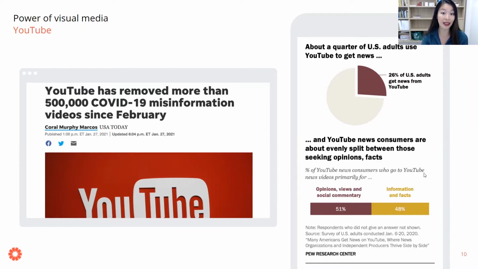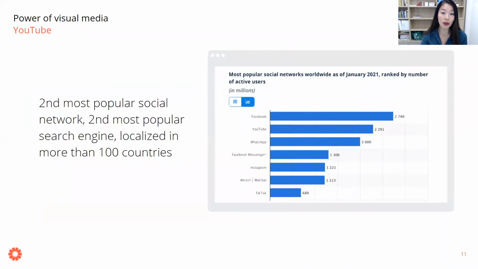And these stats are from the US, but this is not just in the US. YouTube is the 2nd most popular social network globally after Facebook. And it's the 2nd most popular search engine around the world, localized in more than 100 countries. It's often overlooked because a lot of people still think it's a video site where you look up cute cat videos or puppy videos, etc. But actually, as we can see now, it's one of the go-to news sources for a lot of people.